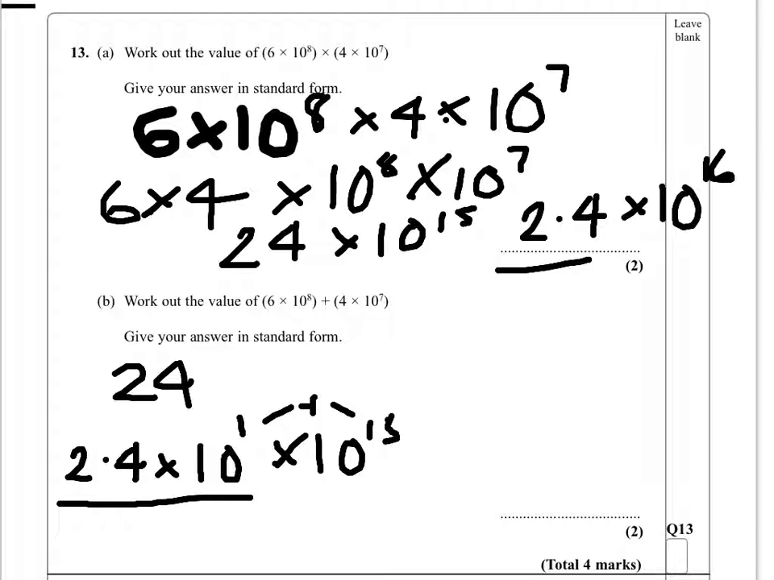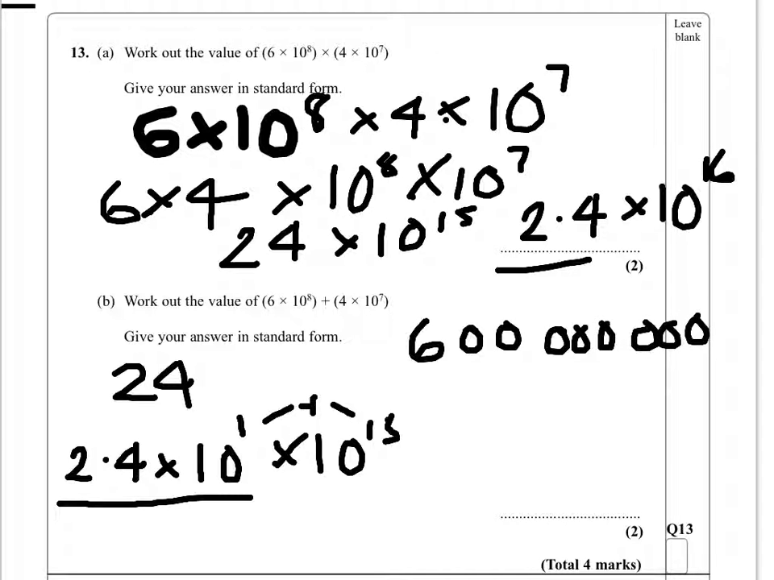Okay, now on to the second part. So I have got 6 times 10 to the 8 plus 4 times 10 to the 7. Now I can't combine them, but what I can do is write 6 times 10 to the 8 out. So we'll write that out. 6 and there'll be 8 noughts, so that is 600 million.